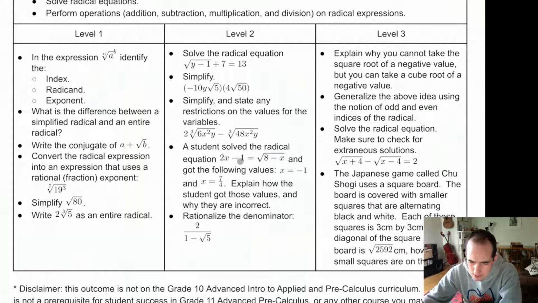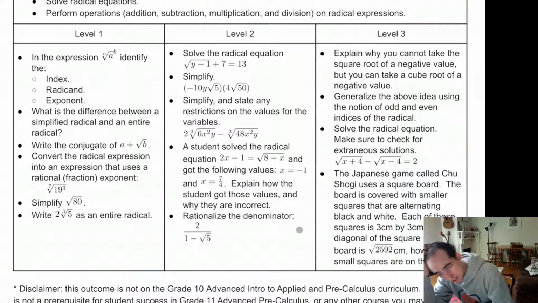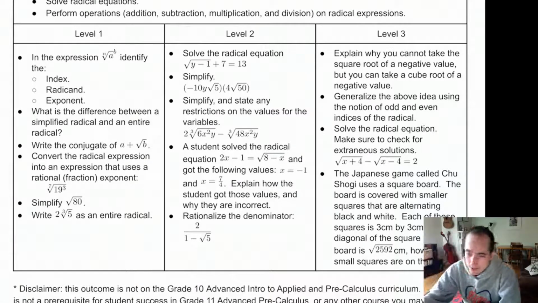So this is one of those questions where you have to correct a student's solution. A student solves this equation: 2x minus 1 is equal to the square root of 8 minus x, and so on. They get the following values: x equals -1, x equals 7/4. Explain how the student got those values and why they are incorrect. So not only do you have to give a correct solution, but you also have to tell me how they got those values. What did they do wrong? This is a really good one here.